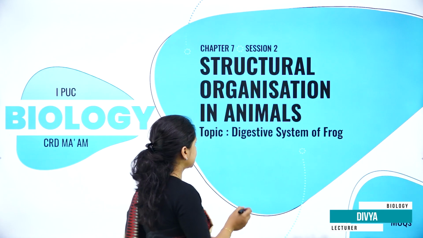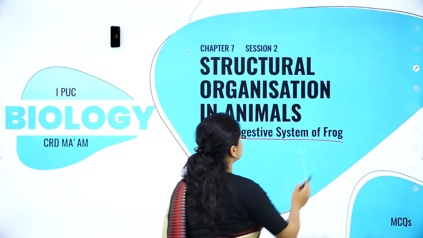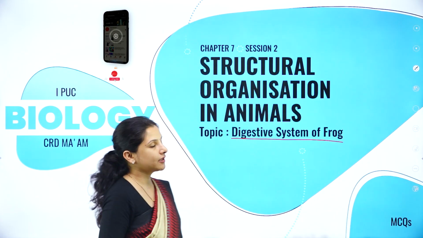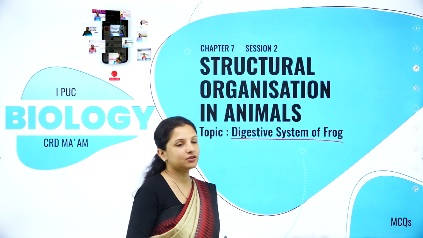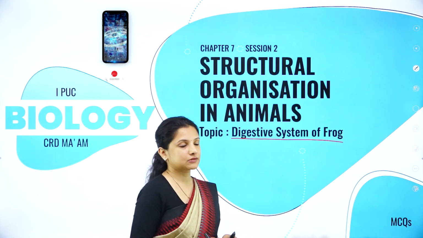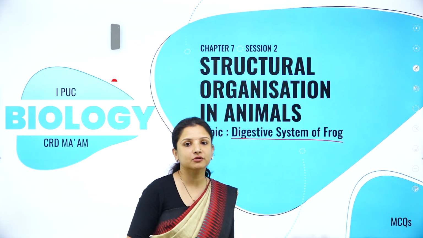In this session, let us learn about the digestive system of frog under Chapter 7, that is Structural Organization in Animals. So, let's learn the different parts of the digestive system in frog, and then move on to learning about some of the MCQs under this particular topic.